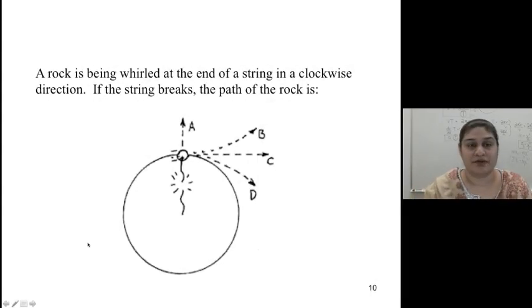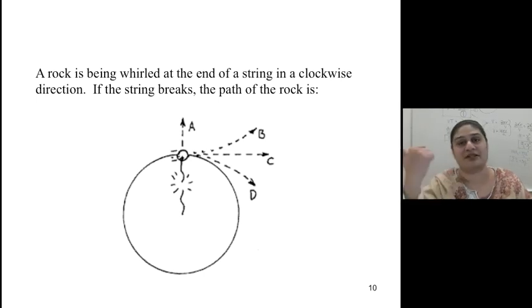Now my next question for you is that a rock is being whirled at the end of a string in a clockwise direction. If the string breaks, the path that the rock will follow is A, B, C, or D. Knowing what you know about centripetal force, you should be able to answer this very quickly. And the answer is absolutely path C, right? It cannot follow any other path. The velocity vector is always going to be along the tangent, and if it is going in a clockwise direction, it is going to point towards the path C. Very good.